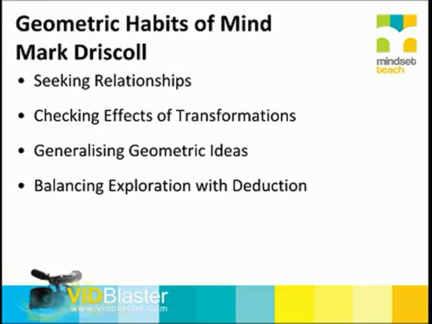Now, when Driscoll talks about seeking relationships, Helen, he's talking about relationships that exist within a particular geometric diagram. So you might have quite a few lines. How are those lines related to one another? In the context of what we're looking at, quadrilaterals in grade 10. And we have different types of quadrilaterals. So with opposite sides that are parallel, what type of figure does that create? What relationships does it create within the diagram itself?